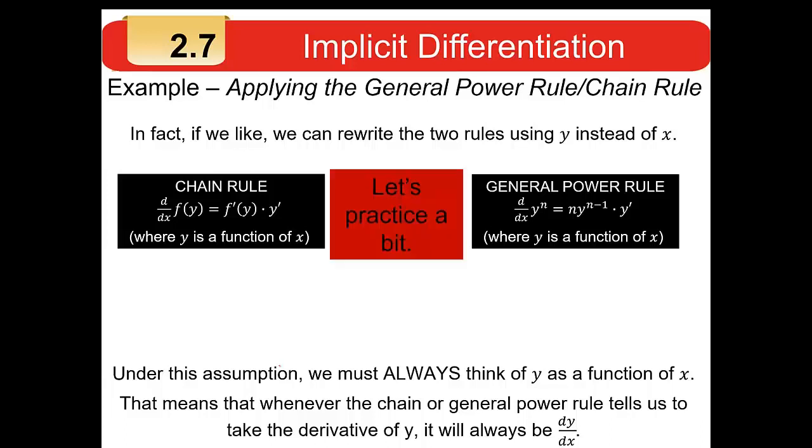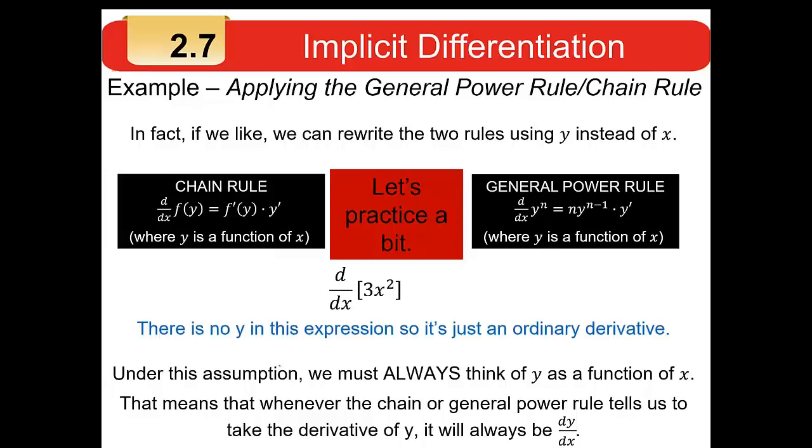Let's do this little practice I've been promising. Suppose I ask you to find the derivative of 3x squared. Here's what should go on in your mind. You should say, okay, there is no y in there. If there's no y in the expression, it's just an ordinary derivative. So the derivative of 3x squared is just 6x by the power rule. No y in there. It's just an ordinary derivative that we've been doing for a while now.